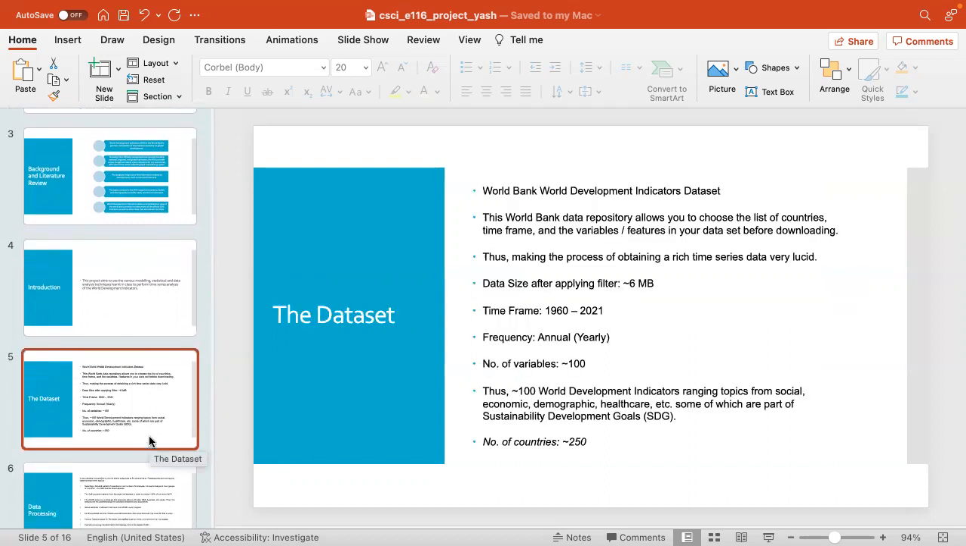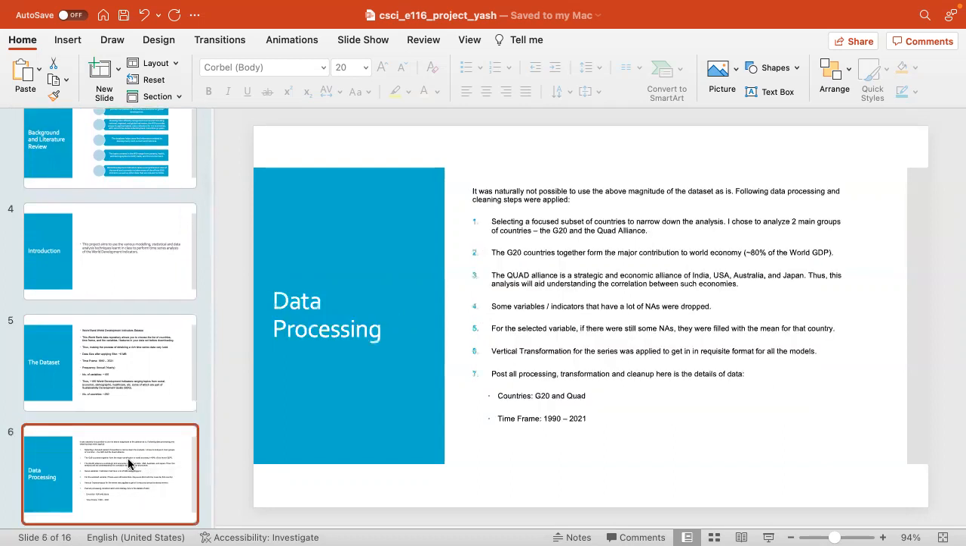I have applied some filtering on the data set. It's roughly 6 MB. Having filtered the data set, the magnitude is still so large that it is not possible to use the entire set as it is for all models. So I have chosen to analyze two subsets of countries, the G20 and the Quad Alliance. G20 is, again, a diverse set of countries with a major contribution, roughly 80% of the world GDP. And Quad is a strategic alliance between India, USA, Australia, and Japan. So these two subsets will help understand the strong correlation between the world development indicators and how it changes for country-specific requirements.